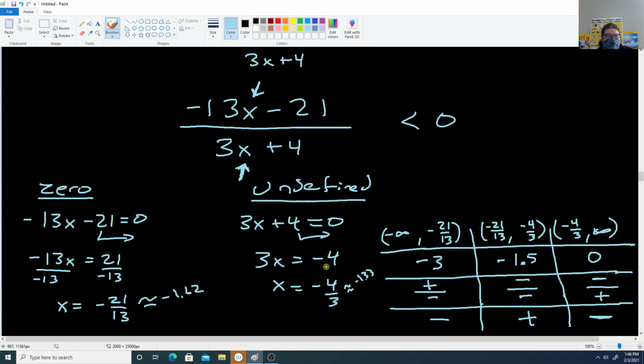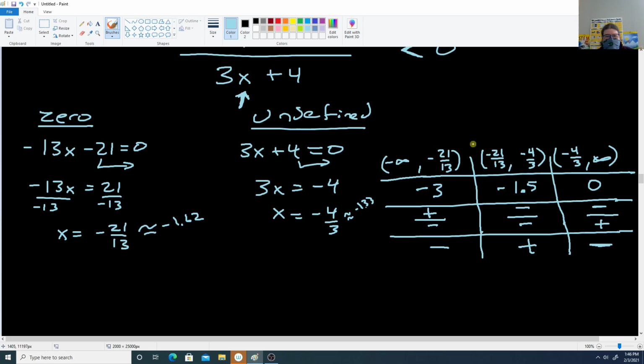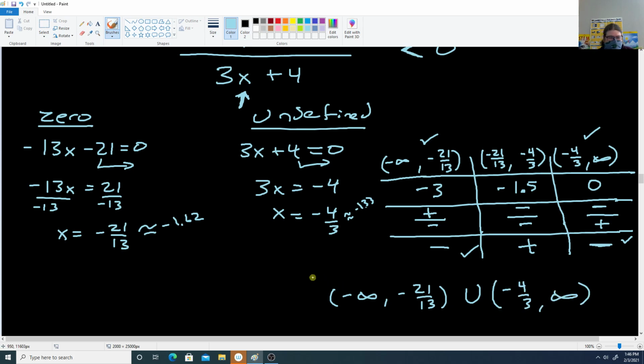I want to know where my whole expression is less than 0. Types of numbers that are less than 0 are negatives. So that would be this interval and this interval, and we get this expression here joined up with this one here. Okay.